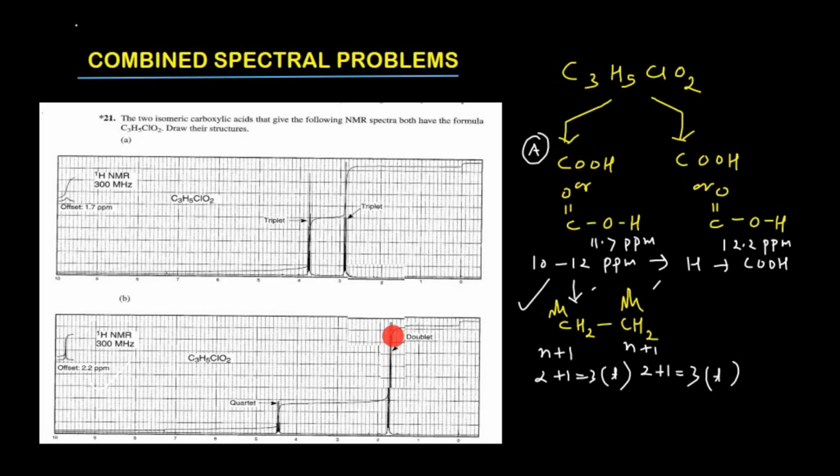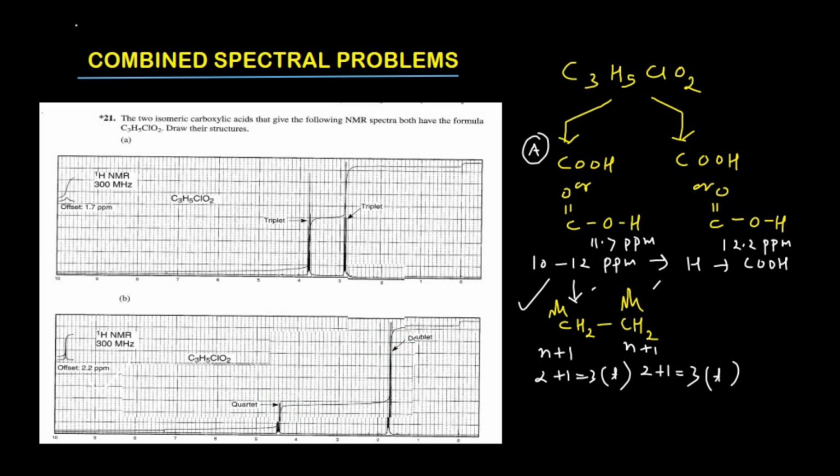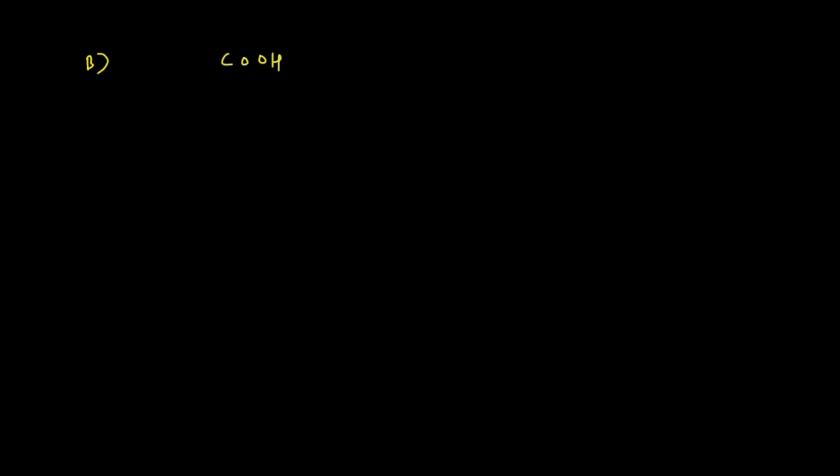This is a doublet here and a quartet. Doublet and quartet and one COOH group. So acid is confirmed, one doublet is confirmed and another quartet is confirmed. The only possible way to get the doublet and the quartet is this particular kind of bonding. Okay. So this will produce a doublet, which is this one, and this will produce a quartet, which is this one.